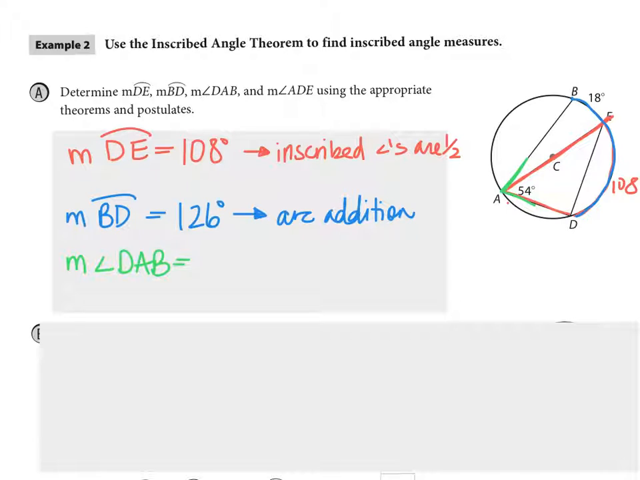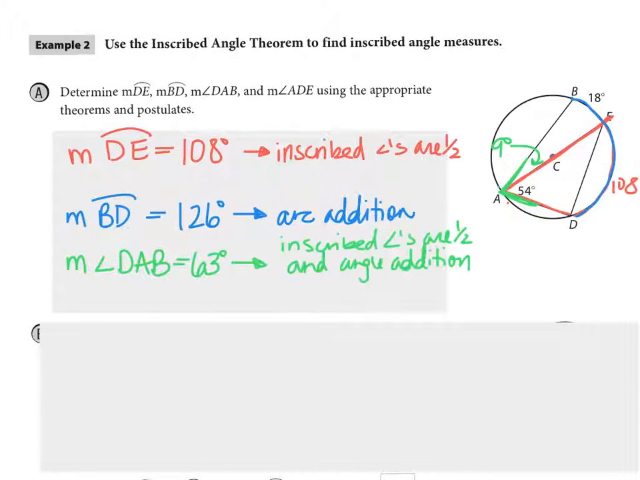The next thing they're going to ask is for the measure of angle DAB. So that's going to be this whole angle right here. And it looks like I need to find this other little part so that I can add those together to get the entire angle. I know that this small piece right here gives me an inscribed angle. So if the arc is 18, then that small angle measure is going to be 9 degrees. So my total answer here should be 63. And to do that, I used that inscribed angles are half of their arcs, and I used angle addition because I ended up adding 9 to 54 to get the entire angle there.